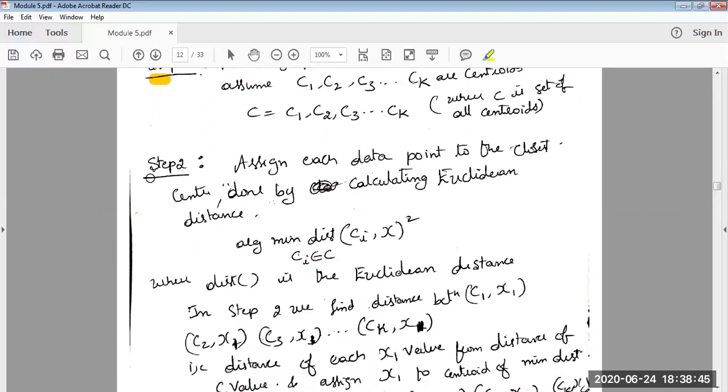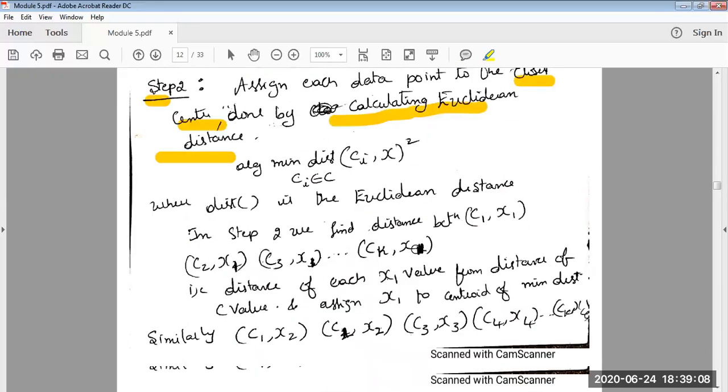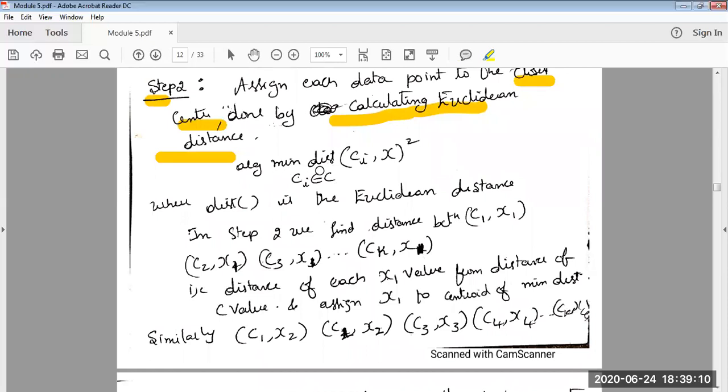Step 2, we saw what exactly is happening. Assign each data point to the closest centroid by calculating the Euclidean distance. I gave an example. If you remember, I took point P1, and the distance of P1 was measured with the centroids C1 and C2. The same has been indicated here: distance between Ci, that is the centroid, and X, here the point. What I had written as P1, P2, here is X.